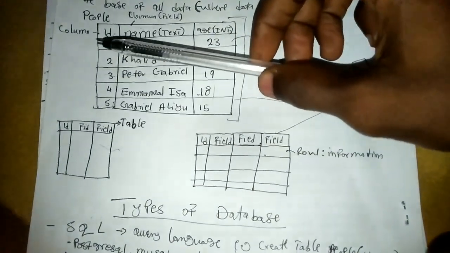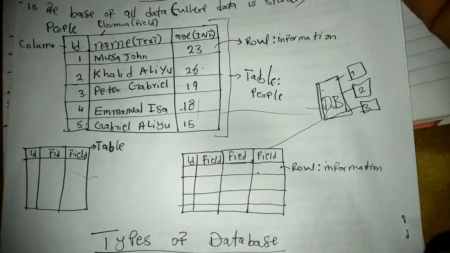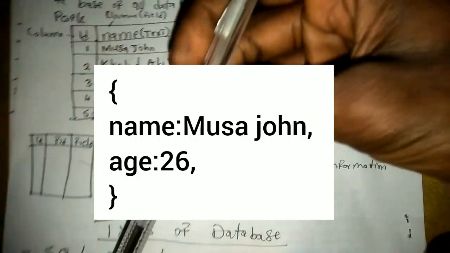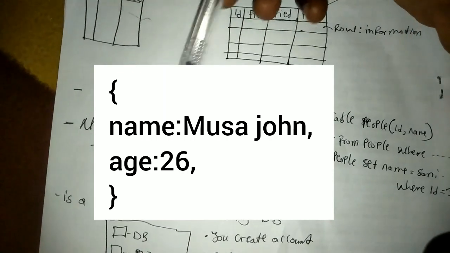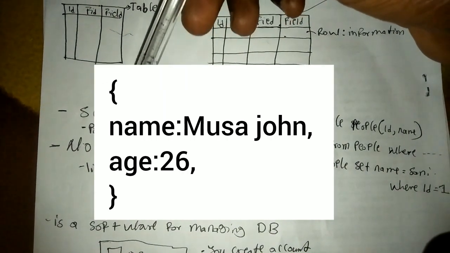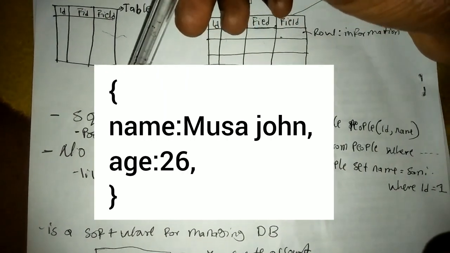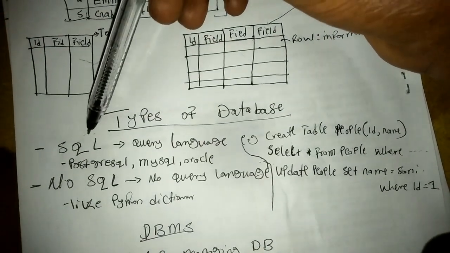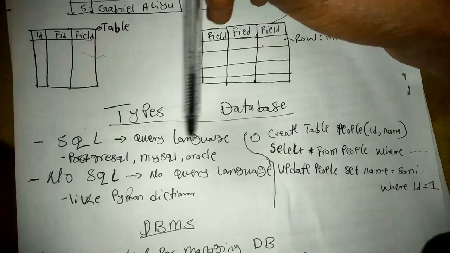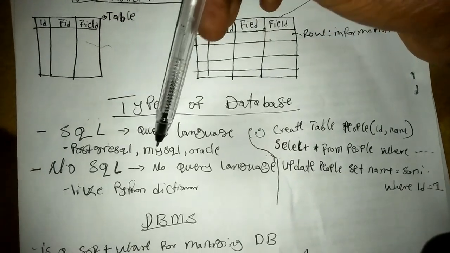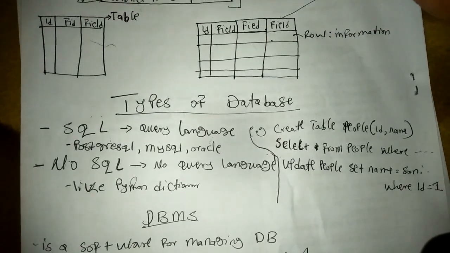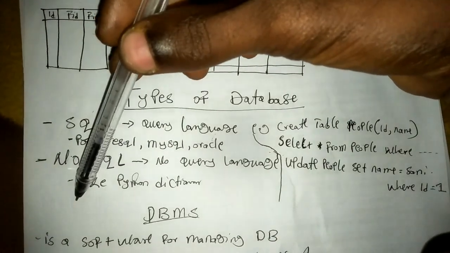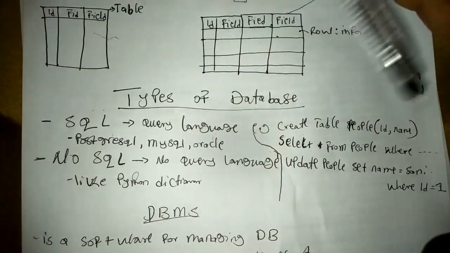NoSQL database, if you know a Python dictionary, how a Python dictionary is used to store data, that's the same thing with NoSQL. NoSQL also stores people data like a Python dictionary. So the types of database we have in SQL are PostgreSQL, MySQL, Oracle, and so on and so forth. On the NoSQL side, we have something like MongoDB, this and that, and so on.